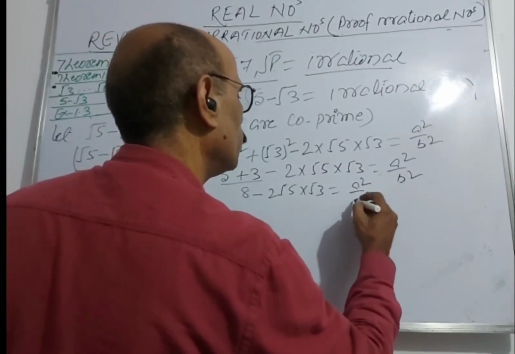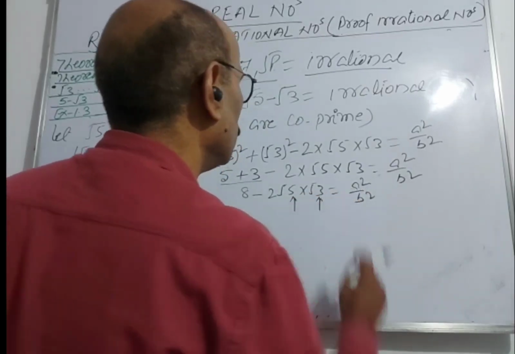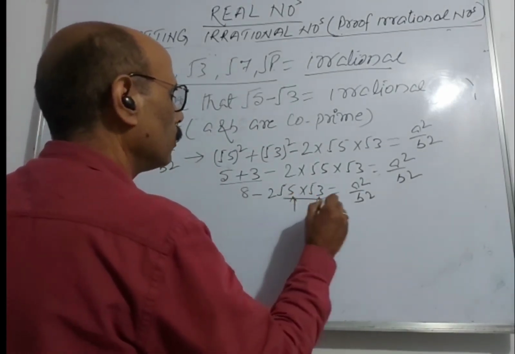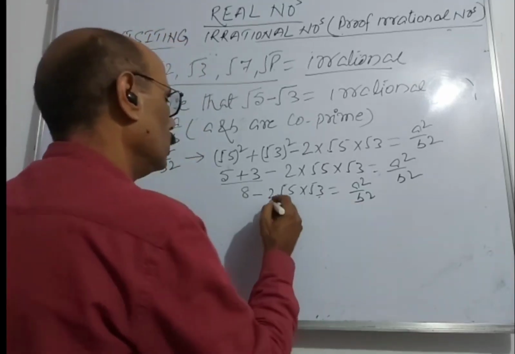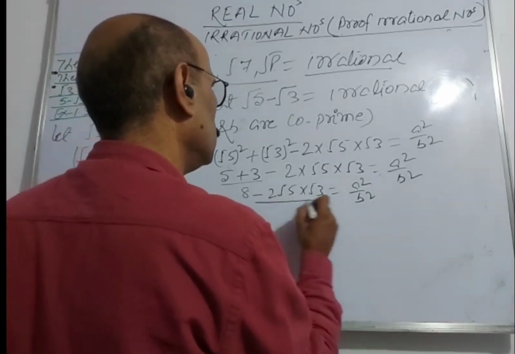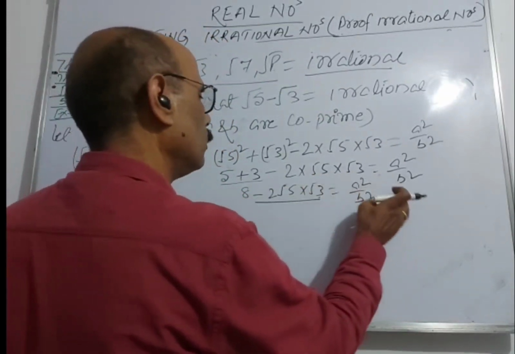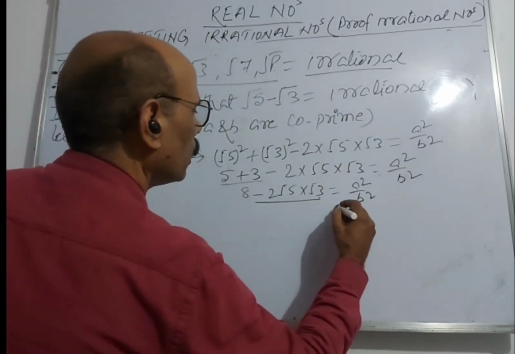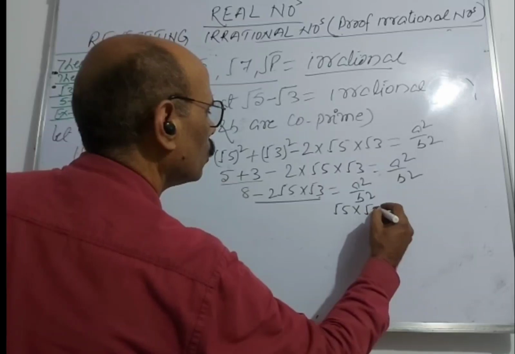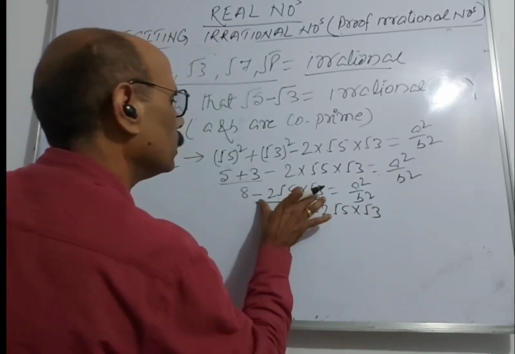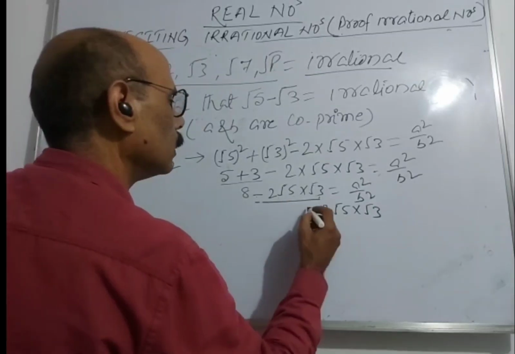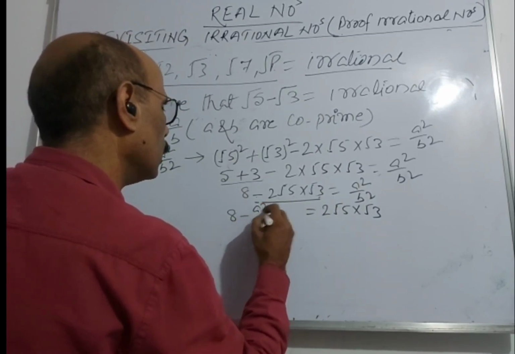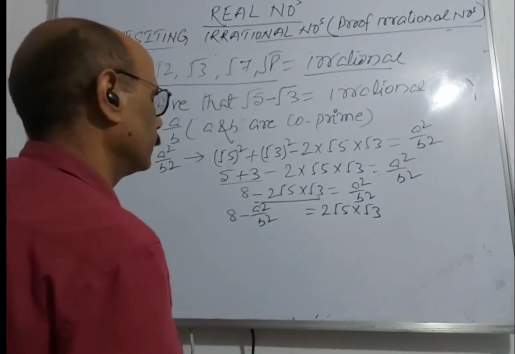What is the idea here? How will we prove that this number is certainly irrational? This is the proof: a prime number under root. We will separate this number to one side. If we bring this full term to this side, the minus sign will go as a plus. In place of this we write root 5 into root 3 times 2. This is the right side, so minus becomes plus, and the 8 is already on this side. Bring a square by b square here.